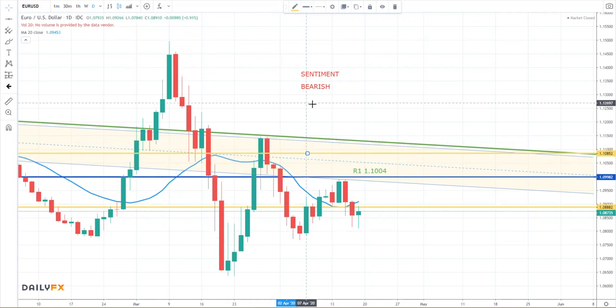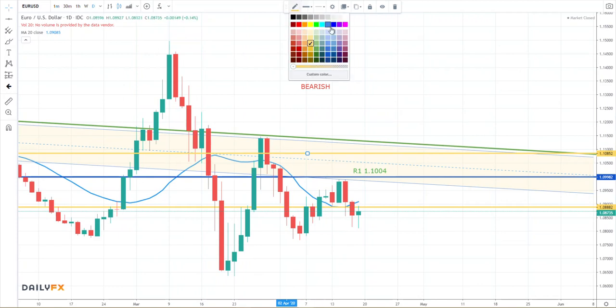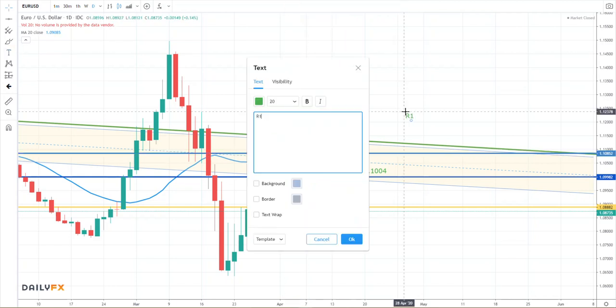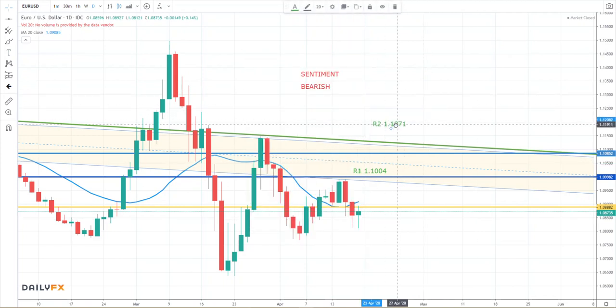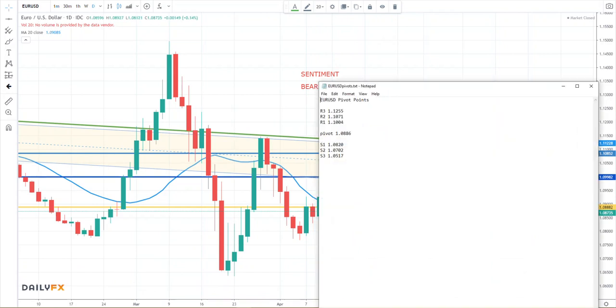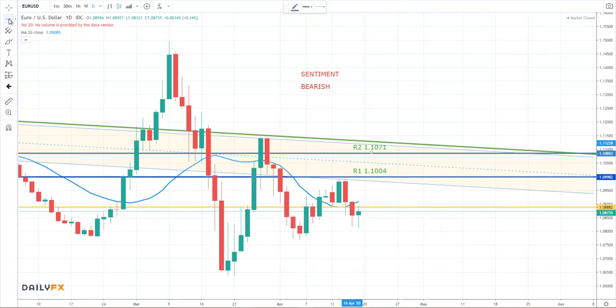A lot of times you see the Euro up and down, up and down, so it makes sense that could happen again. Let me change the color of that. Okay, so there's our R2, right about there. If price goes above R1 and R2 and clears 110.71, then we look for a test of R3 at 112.55 up here.